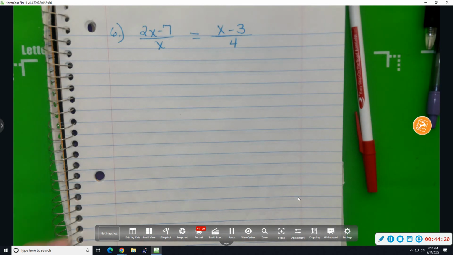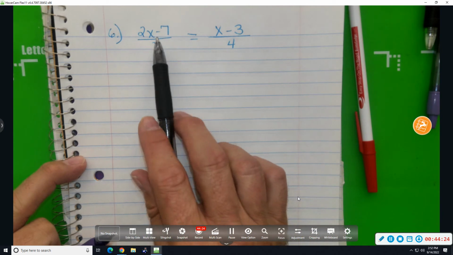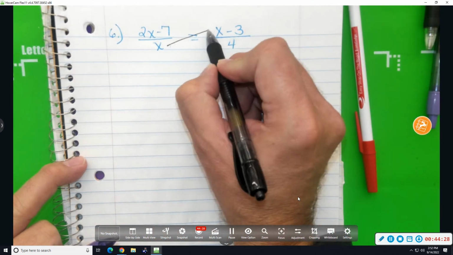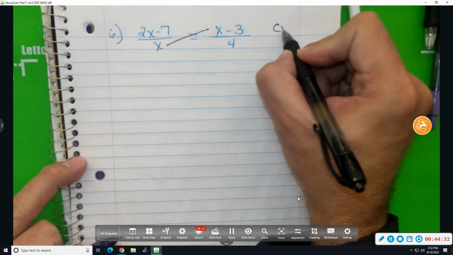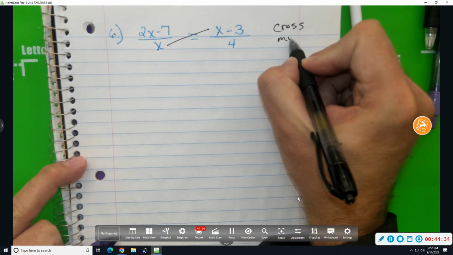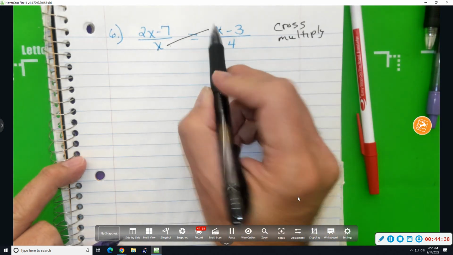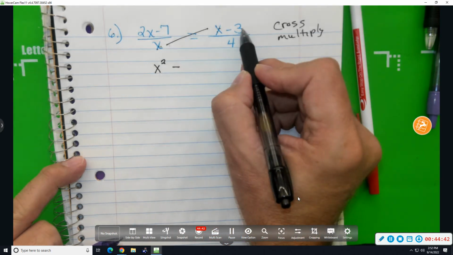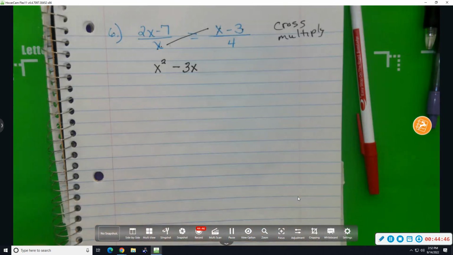Oh, okay. For this, I'm just going to cross multiply. Y'all remember cross multiply? If you have fraction equals fraction, like right here. When I cross multiply, I'm going to have to distribute. So I'm making a note. Cross multiply. X times x is x squared. X times a minus 3 would just be the minus 3x.